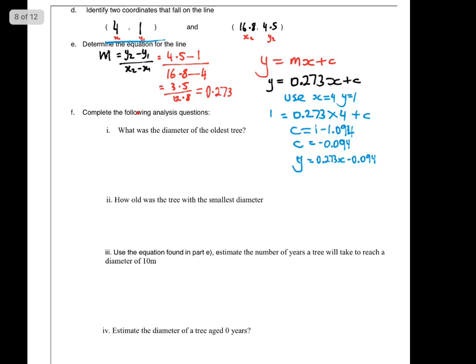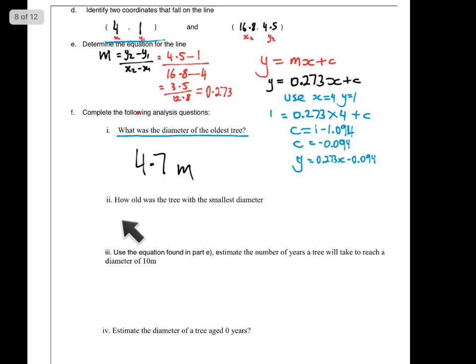Now, I have to answer the following questions to analyze my bivariate data. What was the diameter of the oldest tree? Now, the oldest tree can be read straight from the table. So the oldest tree is the one with the biggest, the maximum age. So I go to my table of values and I look up maximum age, and the diameter that corresponds with that maximum age is 4.7. It's just reading straight from the table.